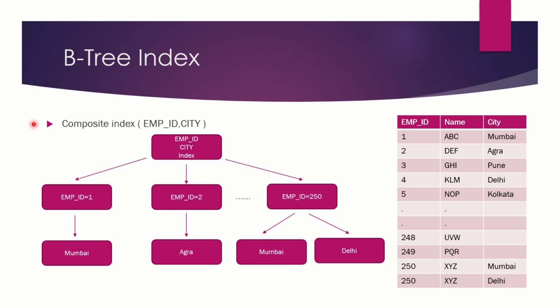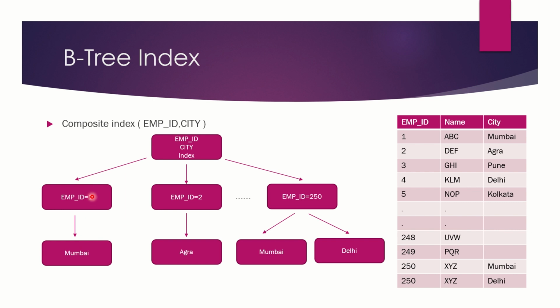In case of a composite index, 2 or more than 2 columns are indexed. For example, a composite index created on employee ID, city. In this case, the index entries for all the employee IDs will be recorded first, and if there is any city entry associated with the respective employee ID, then its entry will be added under the employee ID column.